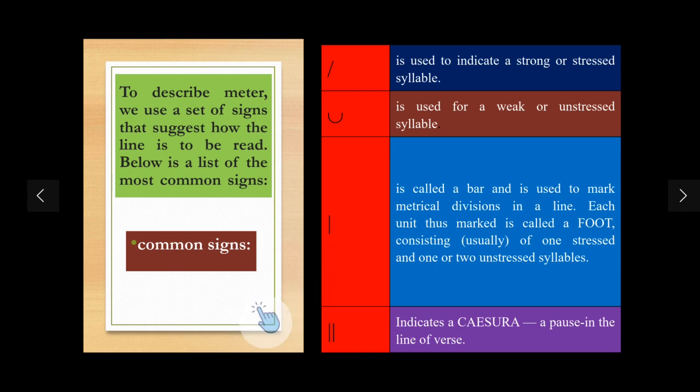And the last sign you can see here, this one, is called caesura, and it is used to indicate a pause in a line of verse. As we have a pause in sentences when we complete a sentence, we also have a pause in poetry. And this pause is indicated by this sign, which is technically called caesura.